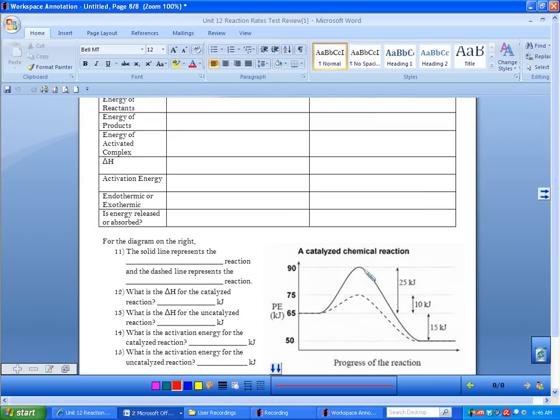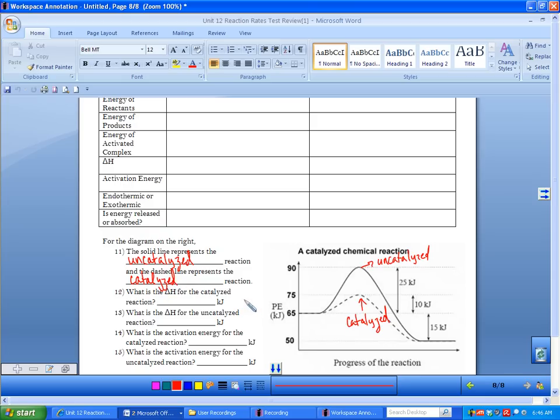Anytime you see these diagrams, go ahead and make that label there so you don't forget. That's my catalyst. The dashed line and the smaller is always a lower hill. That's the whole point of a catalyst. So the solid line represents the uncatalyzed, and the dashed line represents the catalyzed, lower hill, less energy needed. That's the whole point of a catalyst.